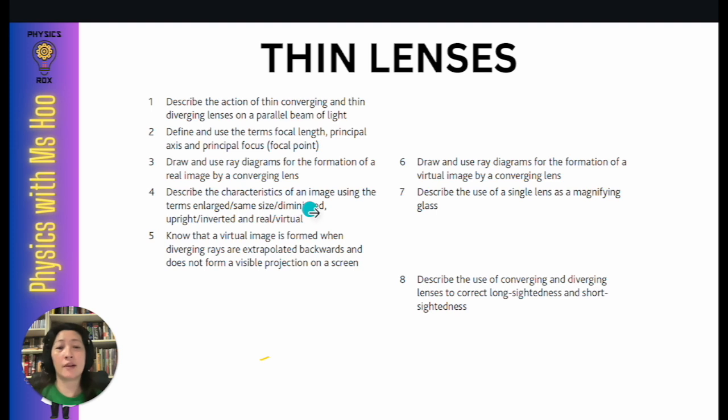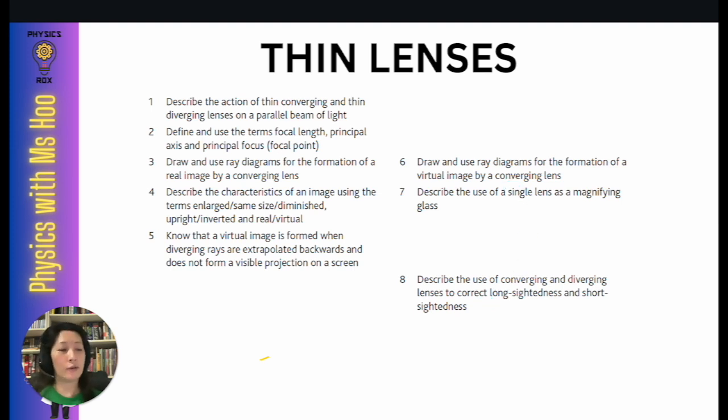You must be able to describe the characteristics of the image using enlarged, same size, diminished, upright, inverted, and real, virtual. You have to be able to describe the use of a single lens as a magnifying glass. You have to know how the virtual image is formed. That means the diverging rays are extrapolated backwards and they don't form a visible projection on a screen. And how the converging and diverging lenses are used to correct long-sightedness as well as short-sightedness. What a mouthful.